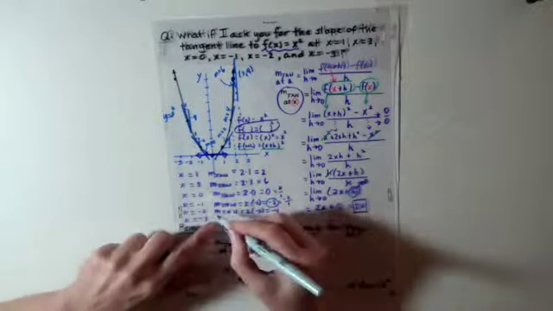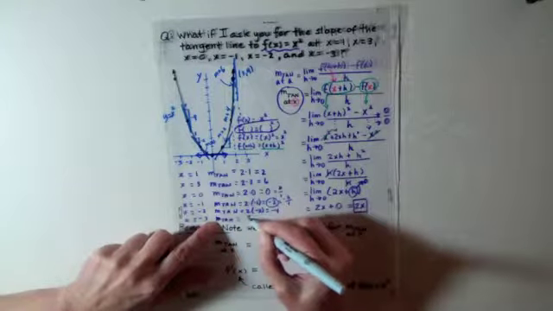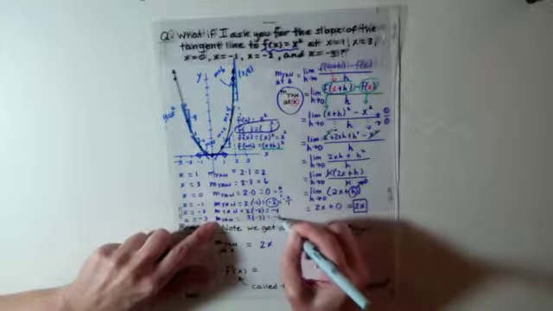Let's look at the last one. Slope of the tangent line at x equal -3 would be 2 times my x value, which is now -3, and I get a slope of -6.